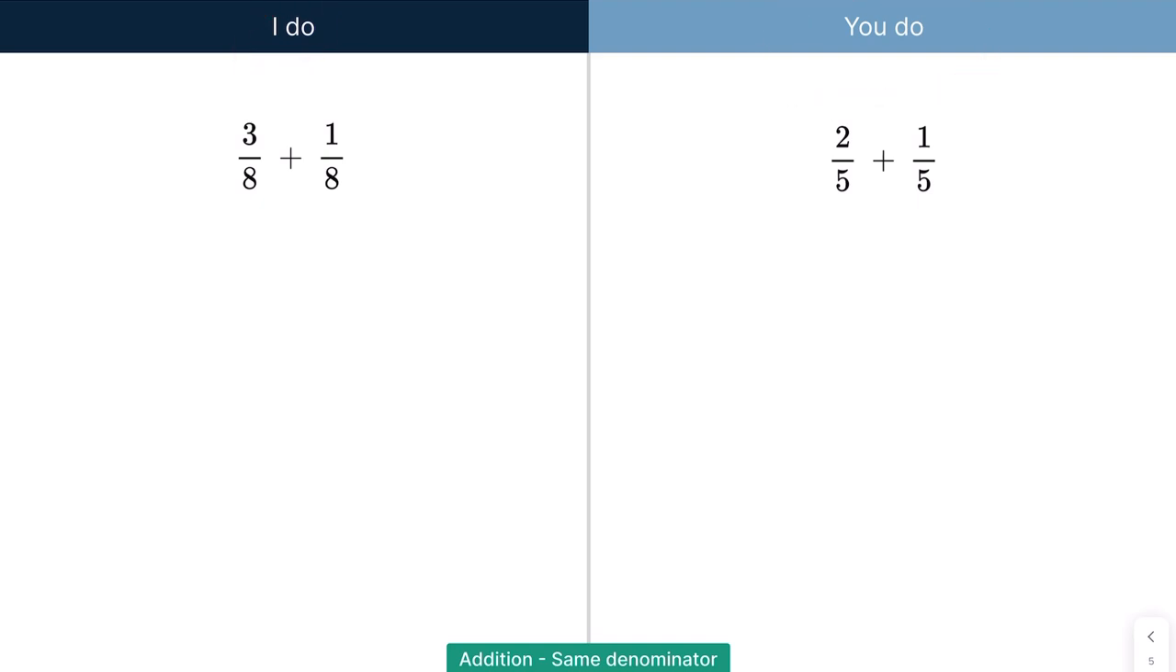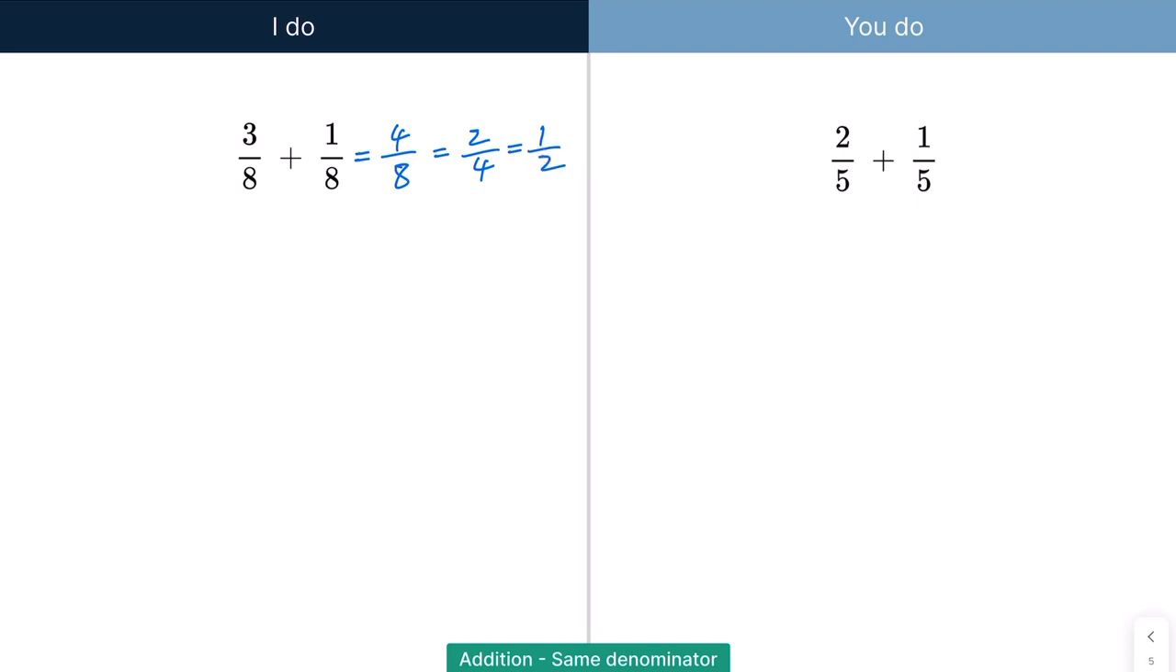Now, when the denominator is the same, so the denominator is this number at the bottom, all you need to do is add the top. So 3 plus 1 is 4, and leave the bottom the same. Now in this case, we can simplify this fraction. So I can divide the top and bottom by 2. So that gives me 2 over 4. Well, in fact, that can be simplified further into 1 over 2.